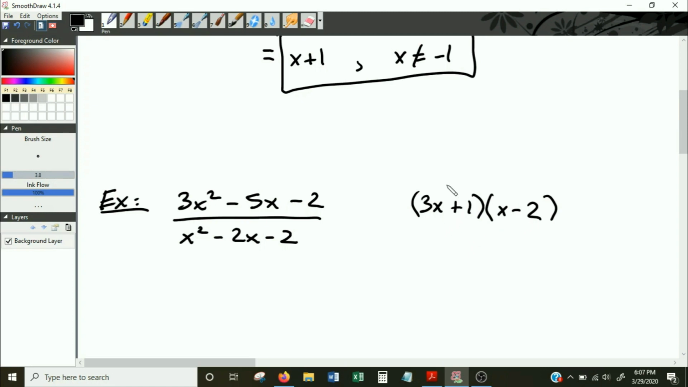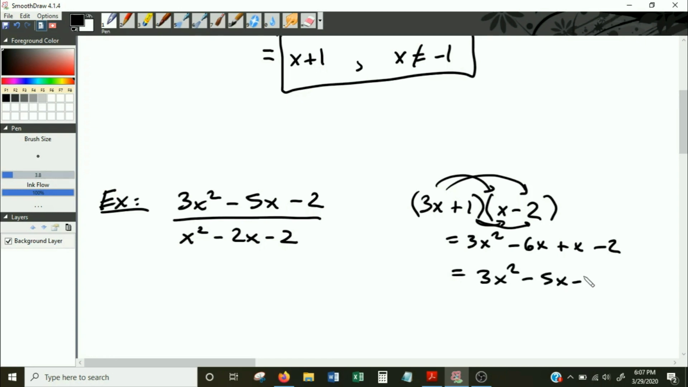Let's see, so 3x times x is going to be 3x squared. 3x times minus 2 is going to be minus 6x. Plus x times 1 is going to be plus x, and plus 1 times x is plus x, and plus 1 times -2 is minus 2. When I simplify this, I get 3x squared minus 5x minus 2, which is the original expression, which is good. So we know that the top part is going to be 3x plus 1 times x minus 2.